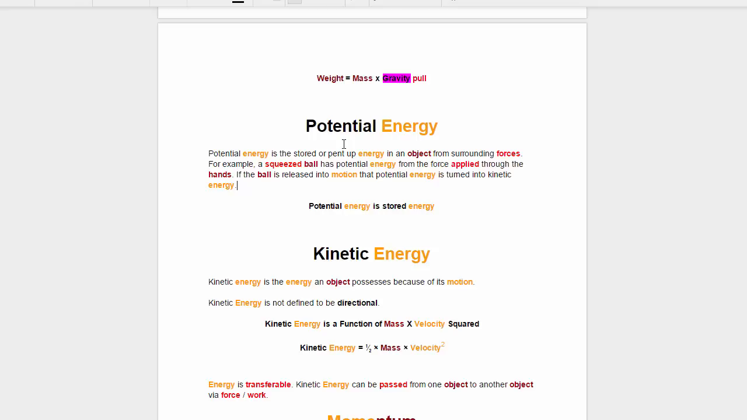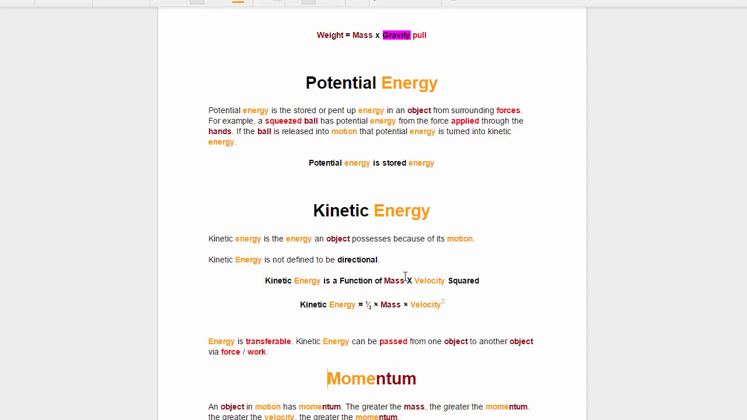Even though it's going up, gravity, which is pointing downwards, is pulling on it, giving it potential energy, which as it turns around in midair is going to have kinetic energy. Although potential energy is not defined to be directional. I mean, you could look at directional energy, but the way that physics is defined, potential and kinetic energy are not directional. So kinetic energy is the energy an object possesses because of its motion.